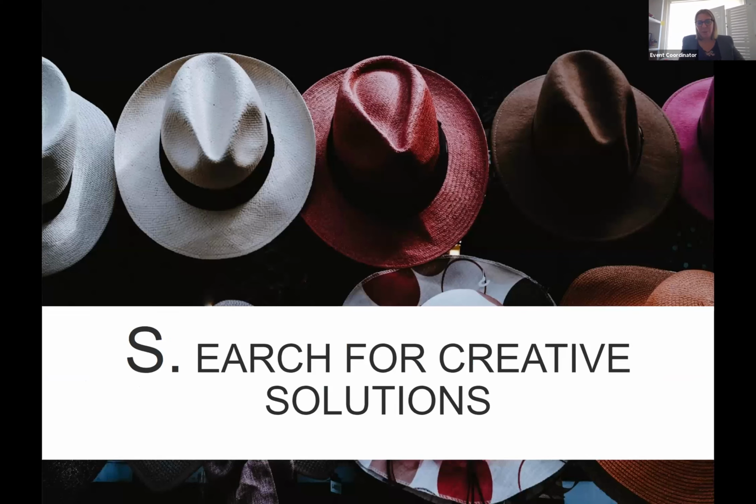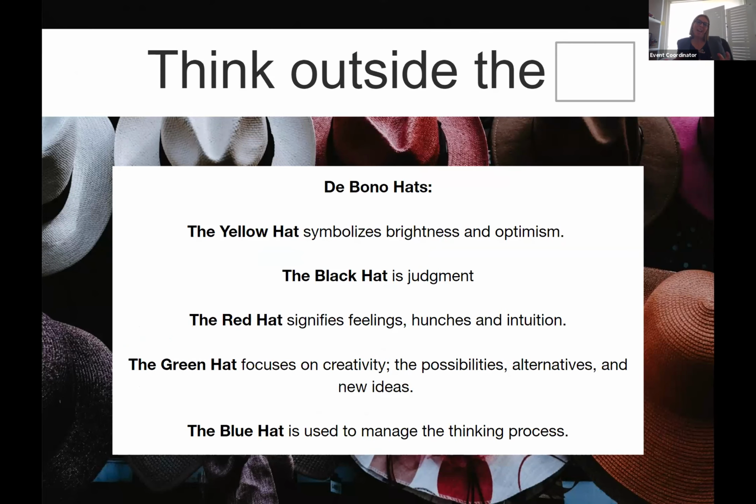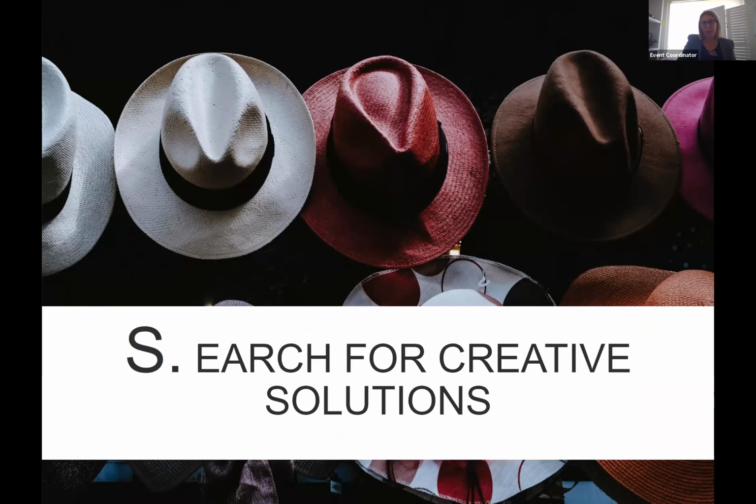S is the next one, search for creative solutions. I use these de Bono hats of thinking outside the square: the yellow hat, the optimism, what are all the best options; the black hat, what's the worst situation; the red hat, what are the emotions around it; the green hat, the creativity; the blue hat, the thinking, the logical decisions. But what are all of the options available? Not just the ones that the parties or the lawyers or the mediators have, but what are all of the options and perhaps what works for everyone before you start evaluating. So really think about searching for creative solutions.